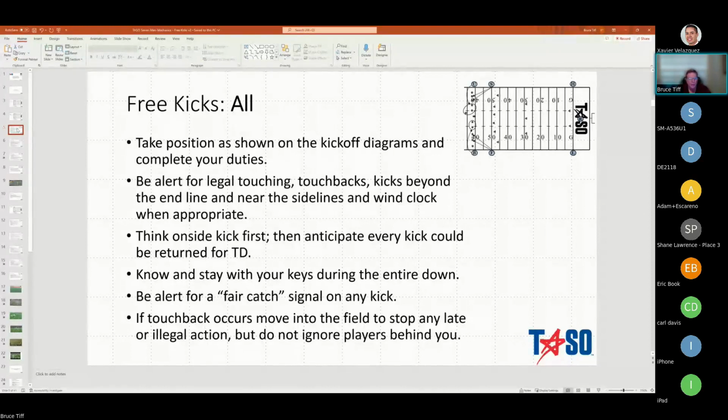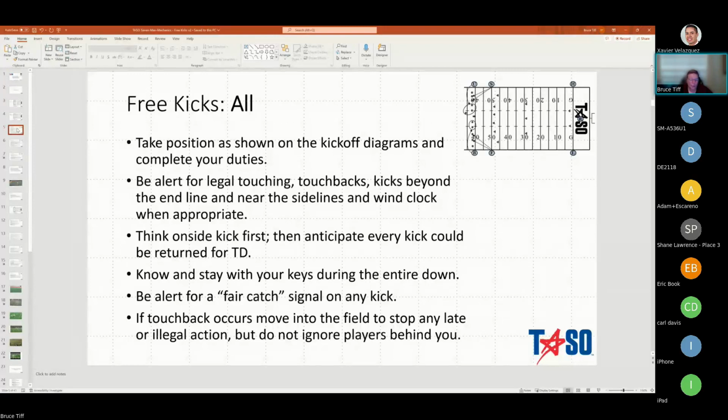And then we always want to wind the clock. Certainly the covering official wants to wind the clock when it's necessary and appropriate. We should always be thinking about onside kicks first, and then anticipate every kick could be returned for a TD. It's just always something to remember in your head. You definitely want to know and stay with your keys during the entire down, I would say entire play. You also want to be alert for fair catch signals on any kick.